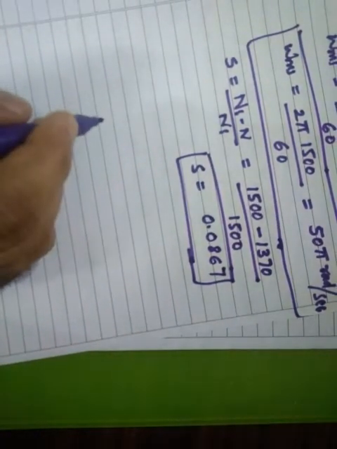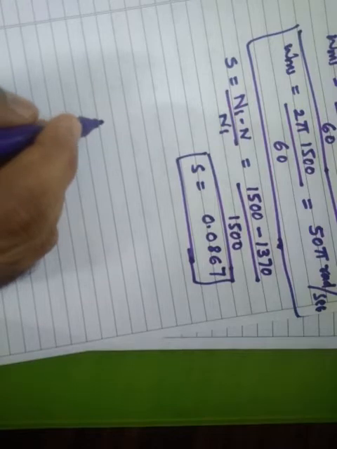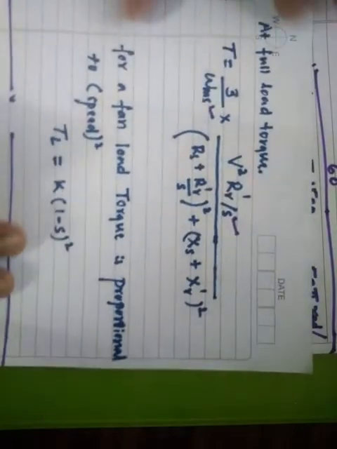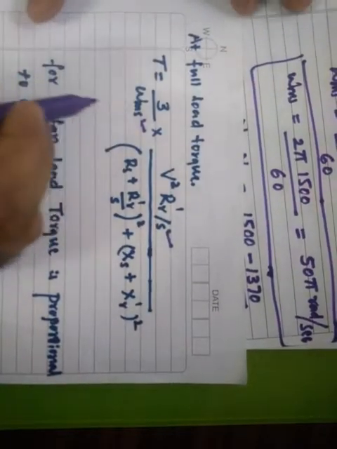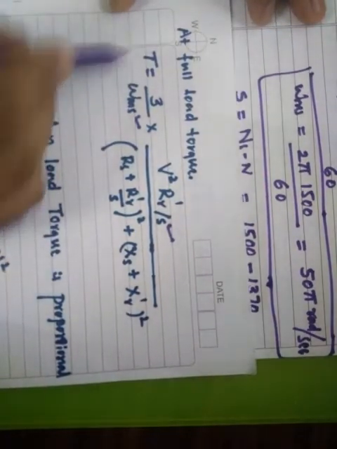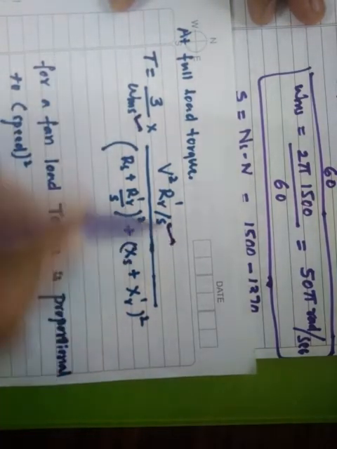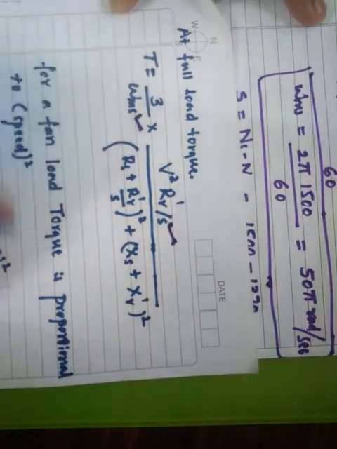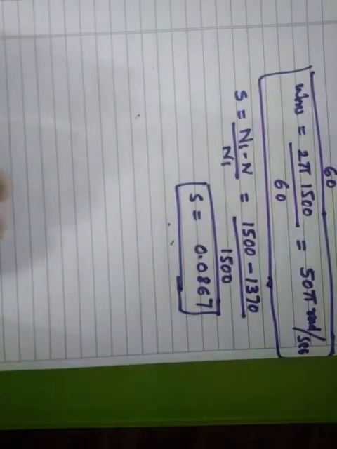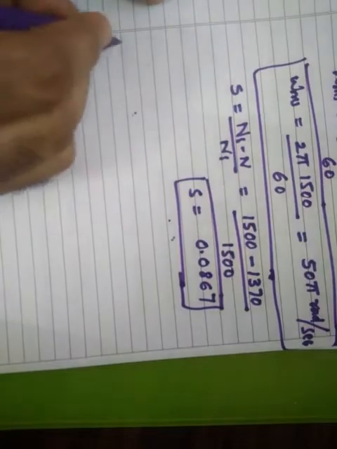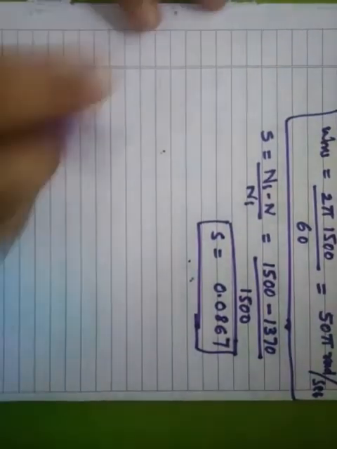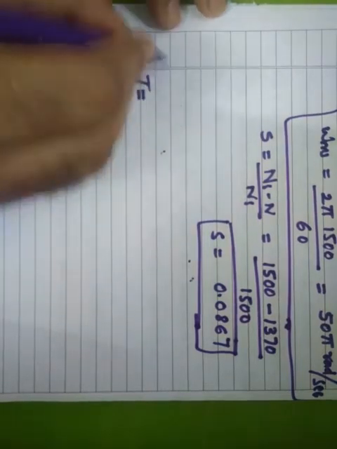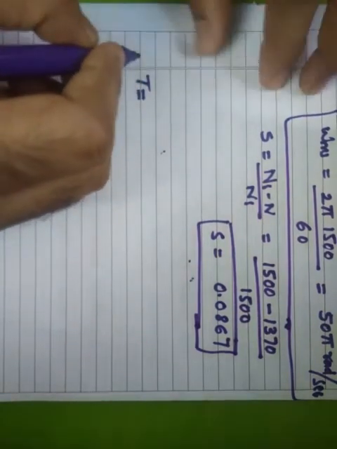Now we will substitute these omega ms and slip values in the torque equation. Once again I will show you this equation. This equation gives the full load torque, so I will substitute directly: T is equal to, at full load torque we can say, at full load.